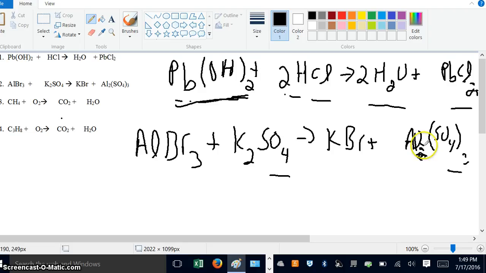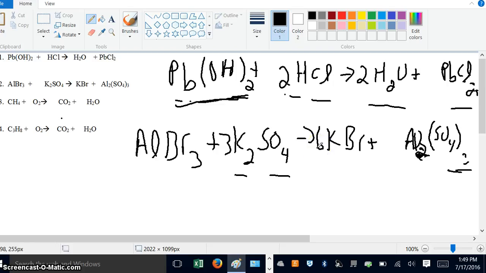Remember, this is a 2 right here. It doesn't really look like a 2. Anyhow, since there's 3 sulfates on this side, I'm going to need 3 sulfates on that side. Okay, so that's the only way that you can balance that, is to start with this very complex compound. So now, how many potassiums do I have? 3 times 2 on the left-hand side, and so there's 6, so I need to put a 6 right here.